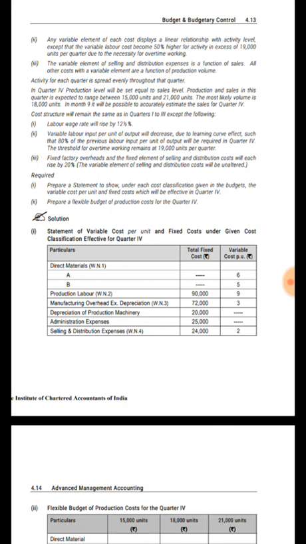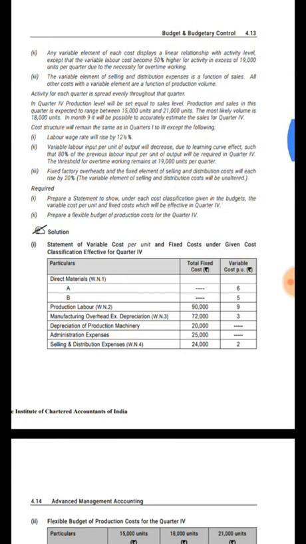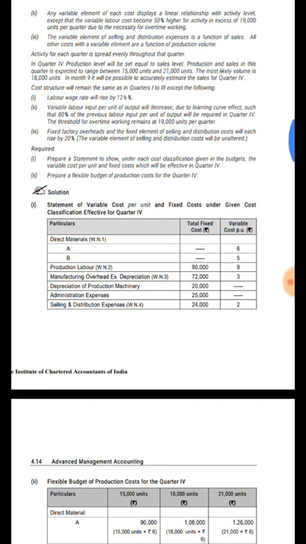The threshold for overtime working remains what is given in this second point; that criteria will apply for quarter 4 also. Then fixed factory overhead and the fixed element of selling and distribution cost will each rise by 20%. The variable element of selling and distribution cost will be unaltered. Okay, so now we have to start doing.